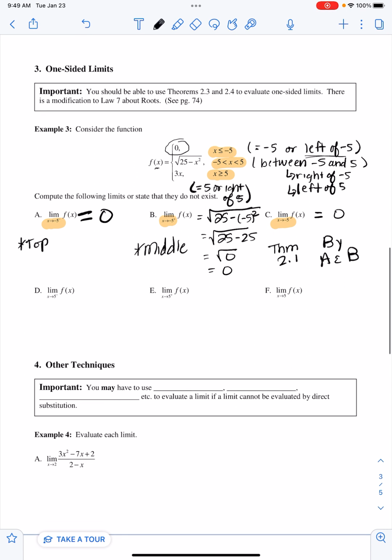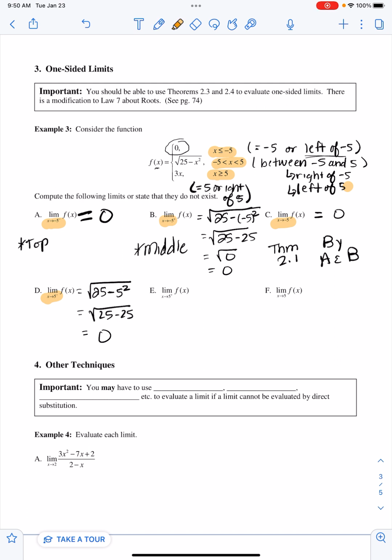Okay, we're going to do a similar thing with looking at 5. So here we're going to start off and we're going to be looking at the left side of 5. So that looks like it should be that middle formula that is giving us the left side of 5. So I'm going to put in 5 into that square root formula. So I'm going to have 25 minus 5 squared. It's going to be the square root of 25 minus 25, so I'm going to get the square root of 0 again.